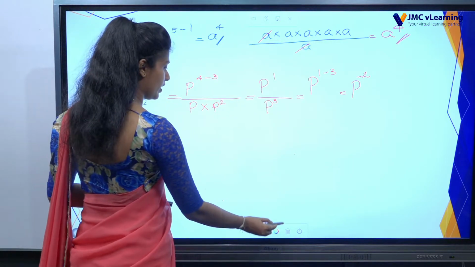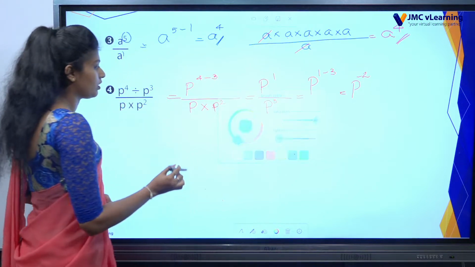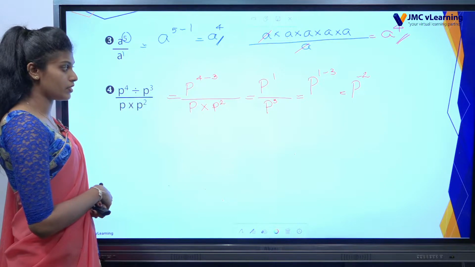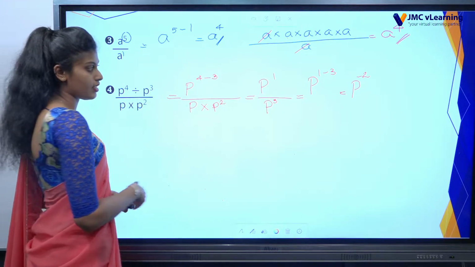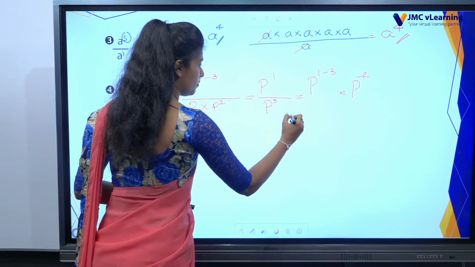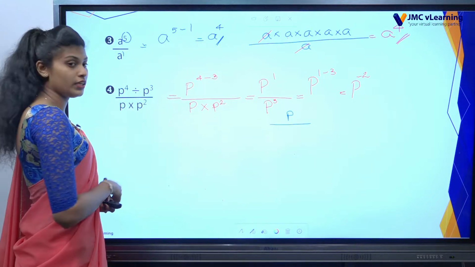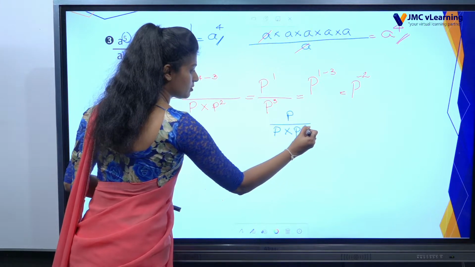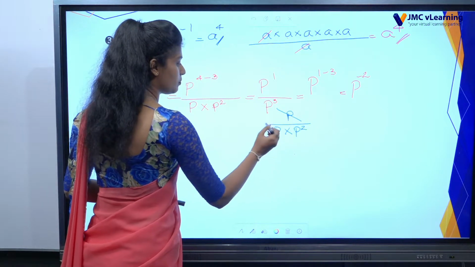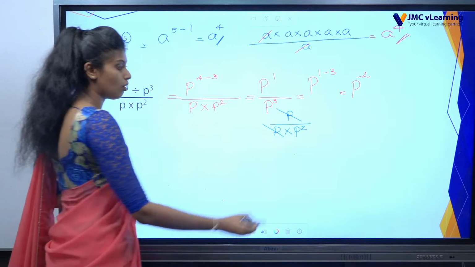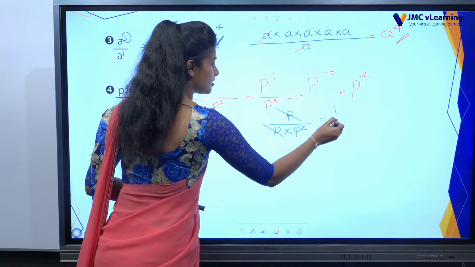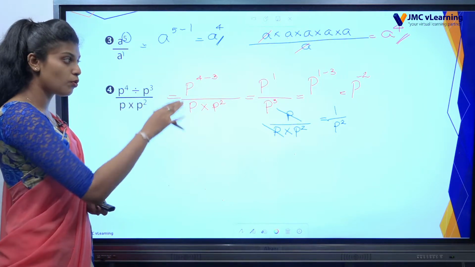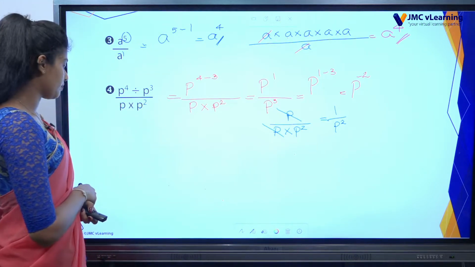Then another way. P to the power 4 divide P to the power 3. We are taking the answer as P here. Then P into P to the power 2. Without simplifying this part, we can cut this P and P, because it's common. Then we can write the answer as 1 over P to the power 2. These both answers are correct.